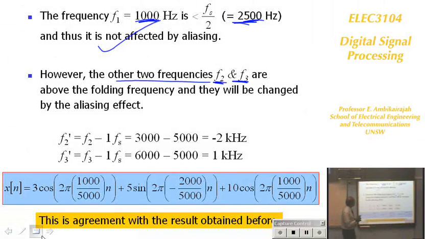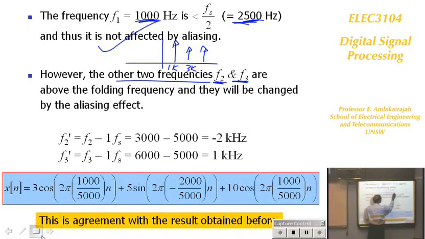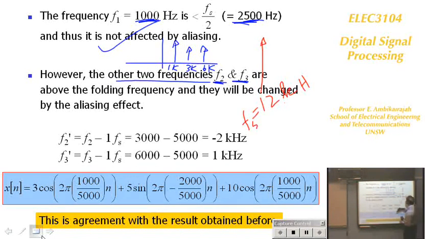So what would be the new frequency? This is your frequency available: 1K, 3K, 6K. The sampling should be 12K. This is what you should sample at: Fs should be 12K. But what you are doing is sampling at 5 kilohertz, and that's your sampling frequency there.